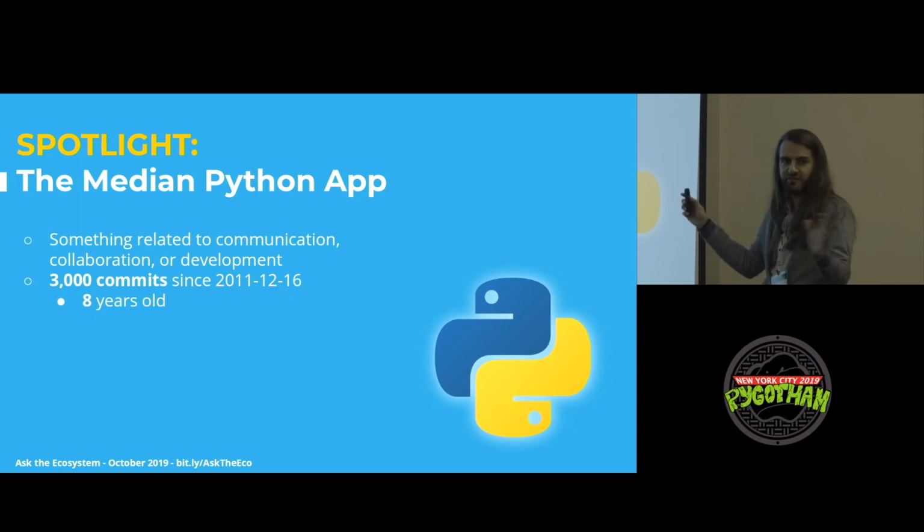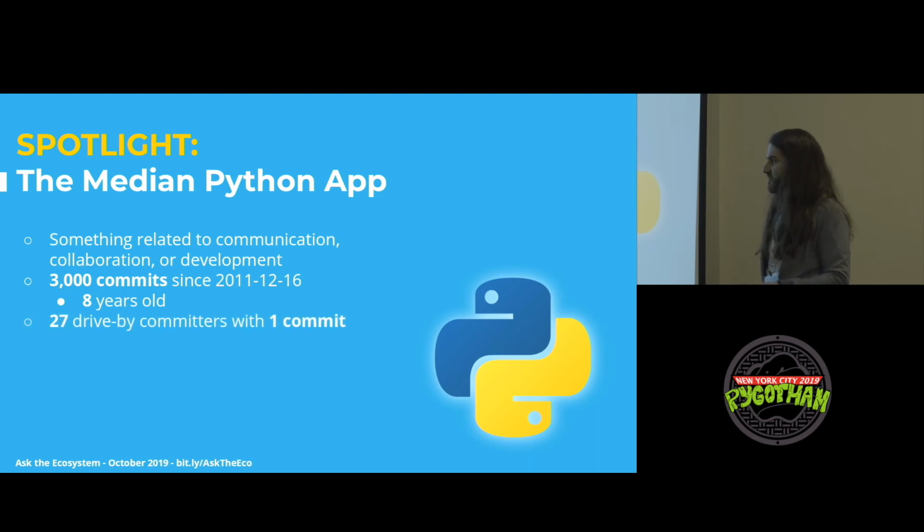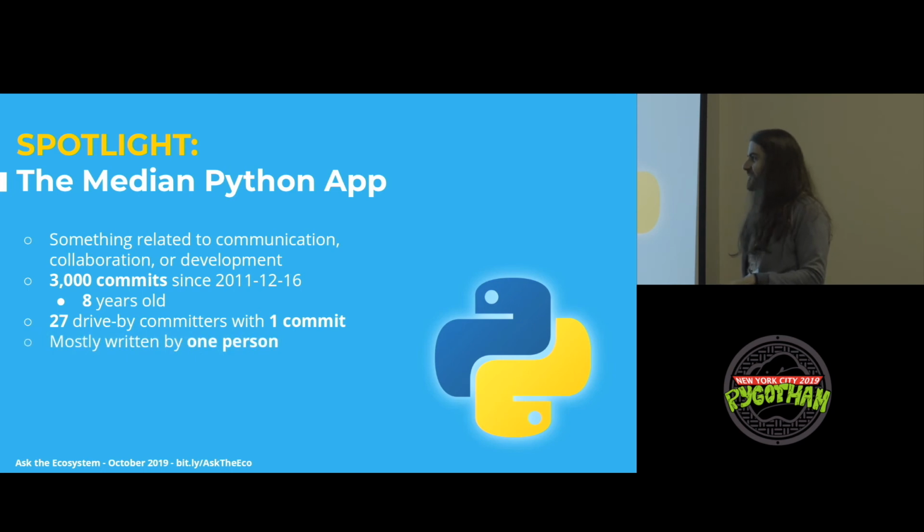You know, these aren't actually guidelines to be added to the list. This is just sort of how it emerged. You've had 27 drive-by committers that did one commit each. But it's mostly written by one person, as we learned. And it is compatible with Python 3.4 plus, which is great. It was really a relief to learn that.